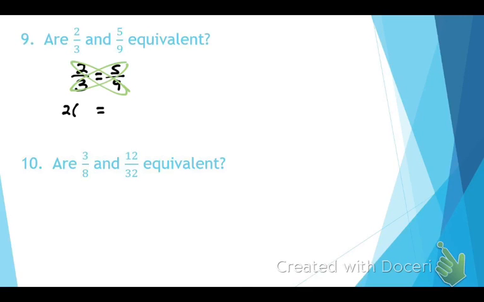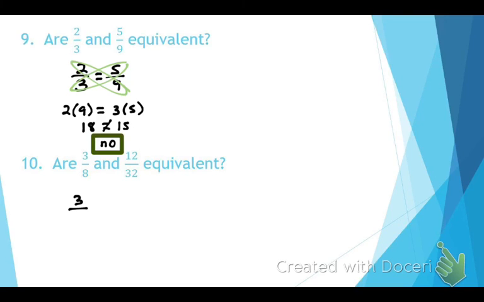Okay, on the left side we've got 2 times 9. On the right side we have 3 times 5. Girls, what's 2 times 9? 18. Boys, what's 3 times 5? 15. Class, is that equivalent? No, so those ratios were not equivalent. Try the next one on your own.